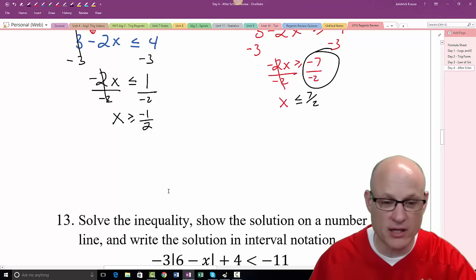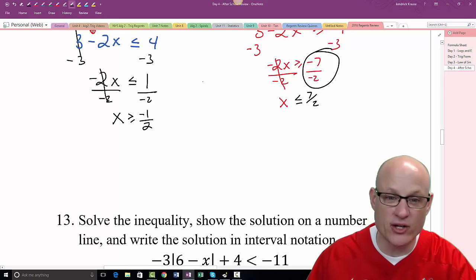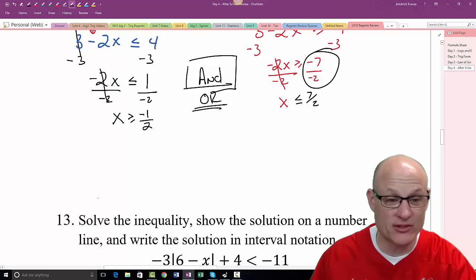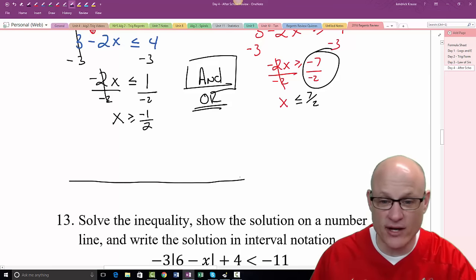The easiest way to think about this is to graph it, because I need to know whether I write this as a conjunction, an and, or a disjunction, an or. Ands have to be done a little differently than ors, but we've got to decide, because you can't leave it this way. So the easiest way is to put this on a number line.